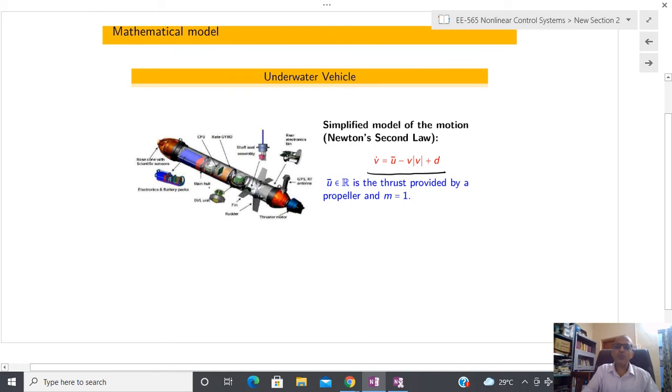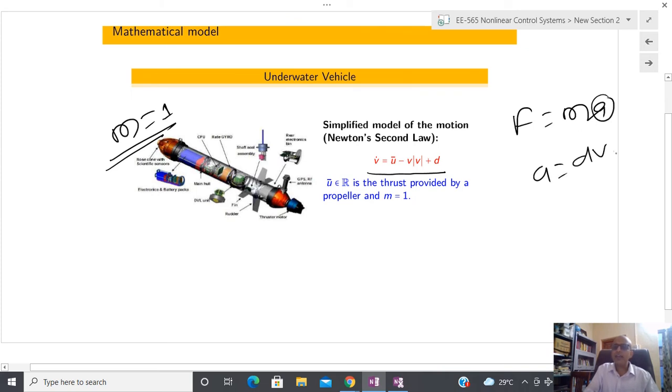Since I am going to control the velocity, I apply Newton's law, and I am assuming that the mass of this underwater vehicle is unity. So I can use F equal to mass into acceleration. Acceleration is nothing but dv by dt, and since mass is unity, the left hand side comes into the picture. And I told you that u is the force due to the thruster, and this is some kind of opposing force that opposes the motion.